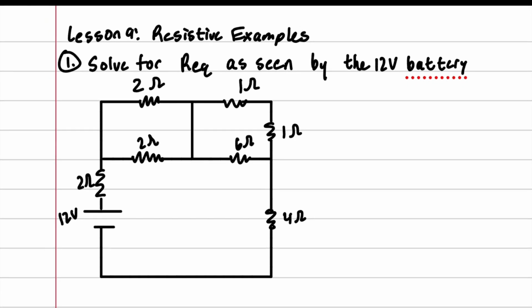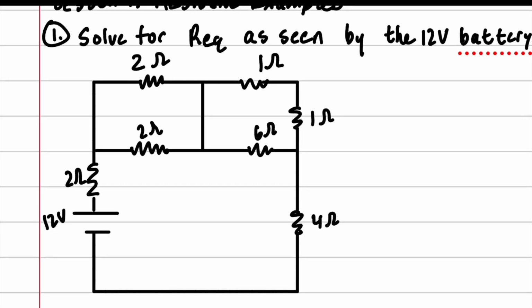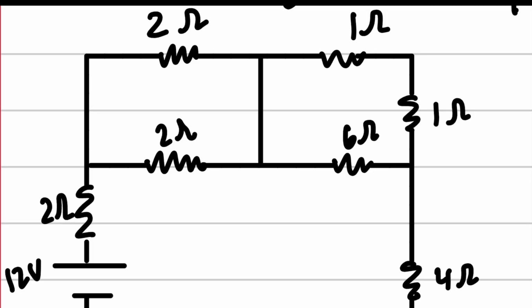All right, everybody. In last lesson, we learned about resistive circuits, and today we're going to go over two different resistive examples. So let's get right into it. First of all, we should just take a look at the circuit and figure out what is parallel and what is series, and if there are any ones that are not parallel nor series, or if we can simplify this further.